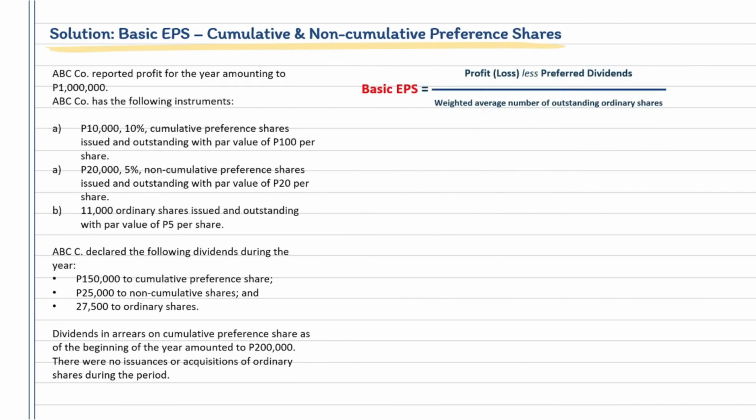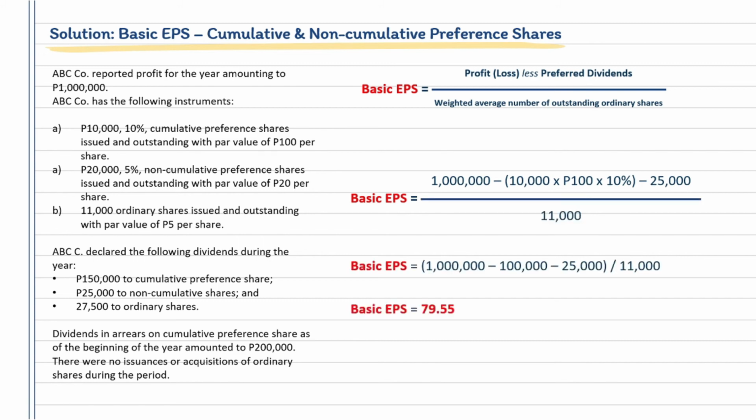So using the formula, basic EPS is equal to profit, which is 1M, less preferred dividends. If you look at the problem, we have cumulative and non-cumulative. So we put quantity of 10k times 100 times 10% for our cumulative, less 25k for our non-cumulative, all over 11k. So our basic EPS will be 79.55.